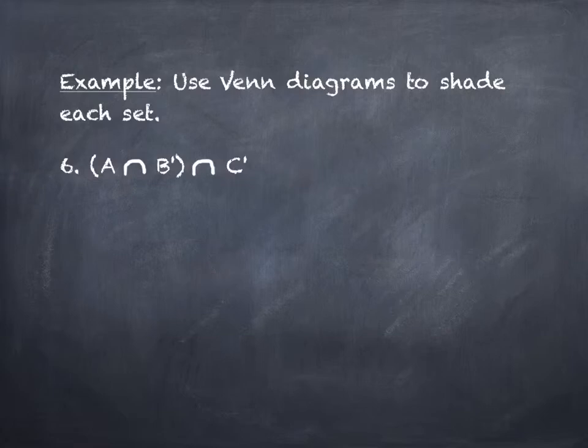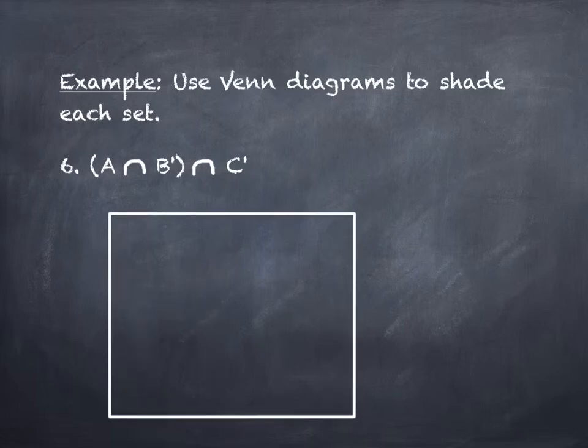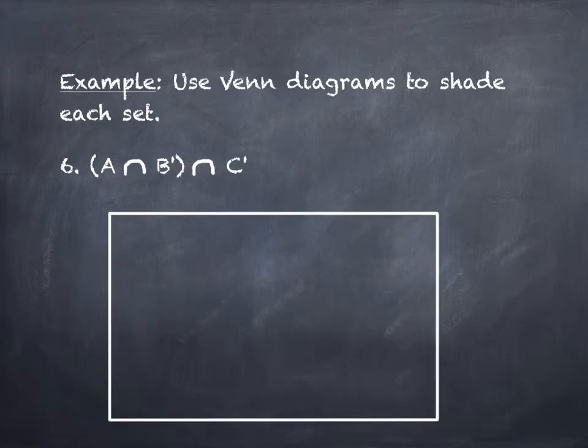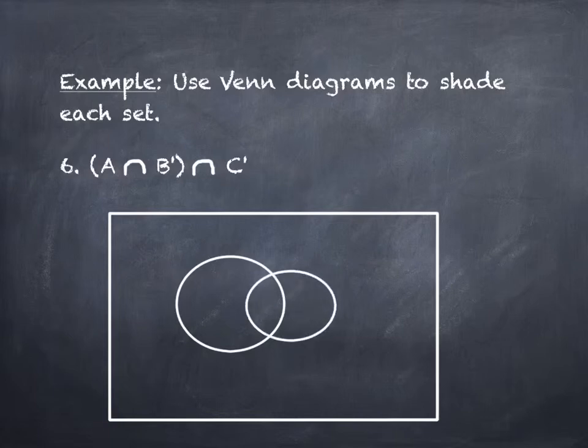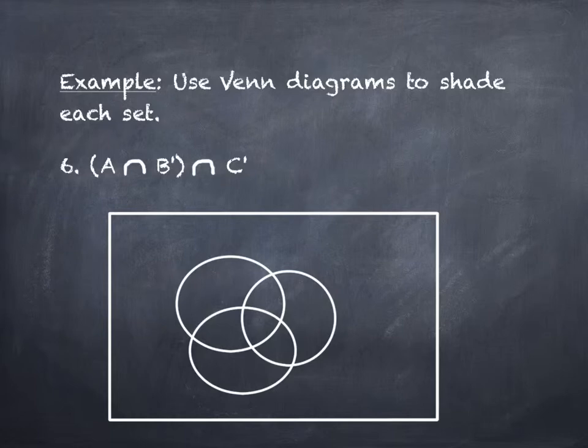Okay, so tell me some of the things you're seeing on this one. How many sets? 3, which means what? 3 circles. Okay, so let's draw a rectangle. Let's draw our 3 circles. And let's label them A, B, C, and the universal set U.